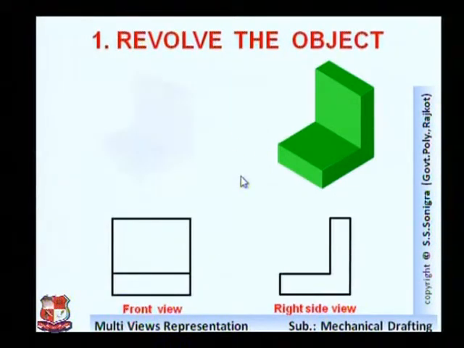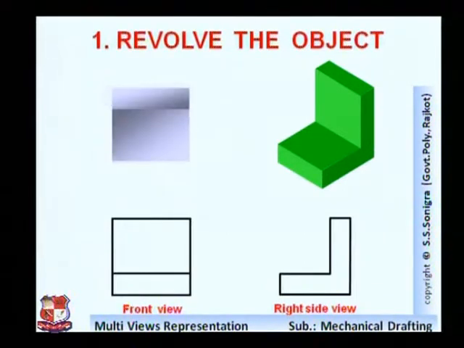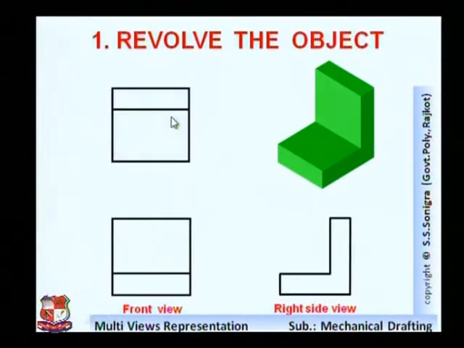Similarly, to draw its top view, let me put the object over here and revolve this object like this. So this represents its top view. This edge would be visible. This is the bigger rectangle. So these are the three views by the first method, that is revolving the object towards us.